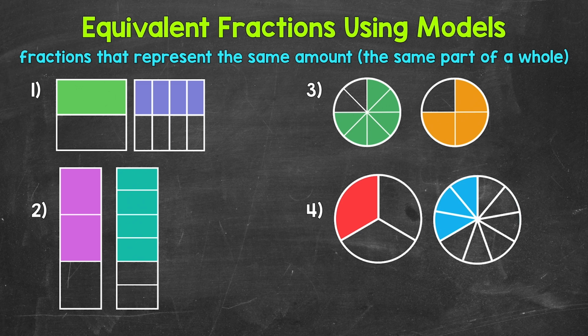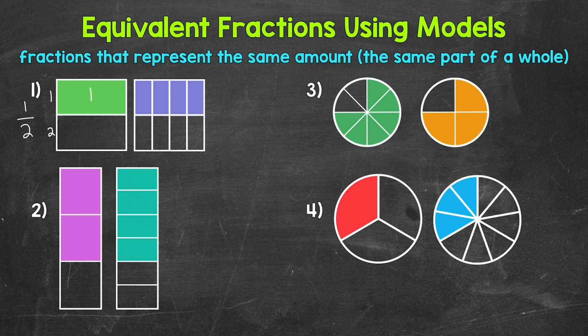We'll start with the square on the left. The square on the left was divided into 2 equal parts. So 2 is our denominator. One of the parts is shaded in. So 1 is our numerator. 1/2 of the square is shaded. So this square is representing 1/2.